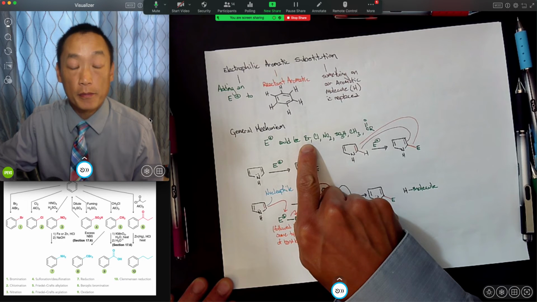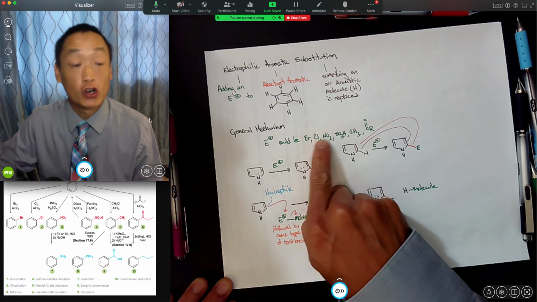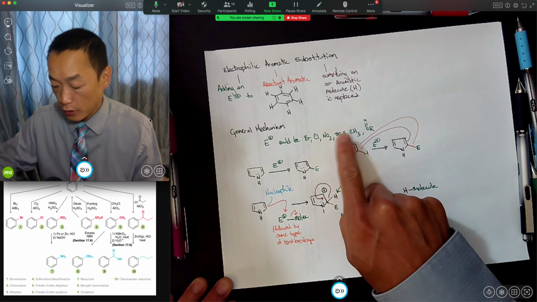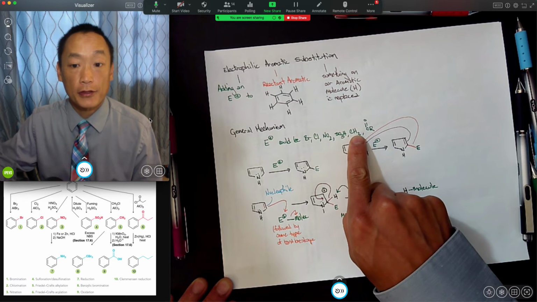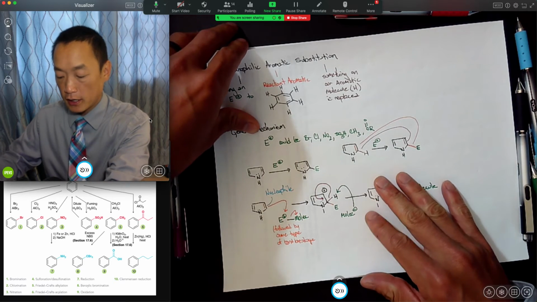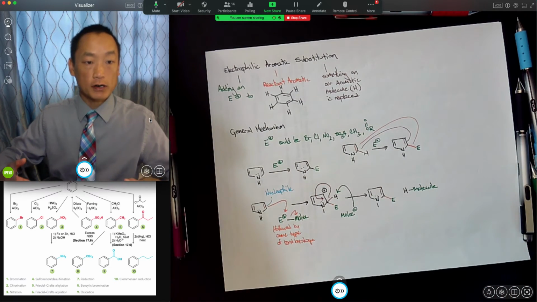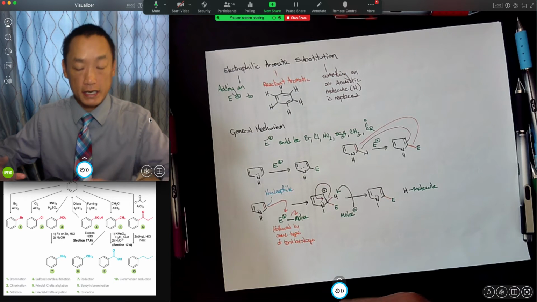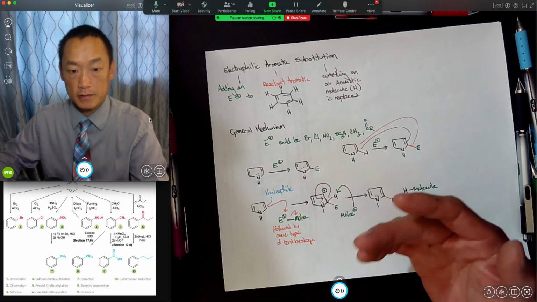Could have been a bromine, it could have been a chlorine, it could have been a nitro group, it could have been a sulfonyl group, it could have been this methyl thing, it could have been this acyl thing. And so every single one of these is going to follow the same exact type of reaction mechanism.